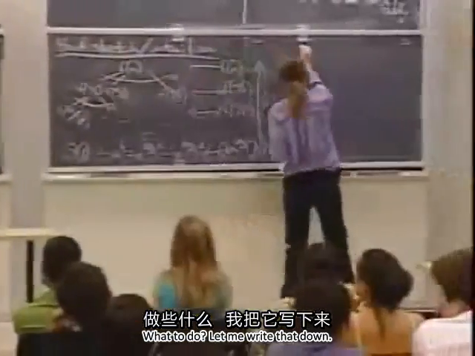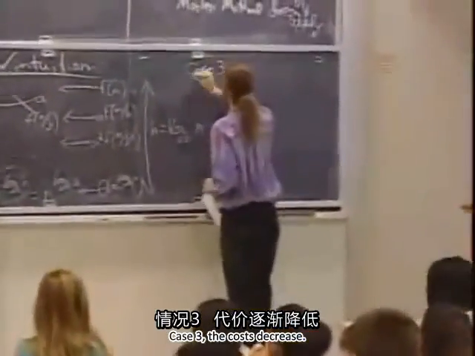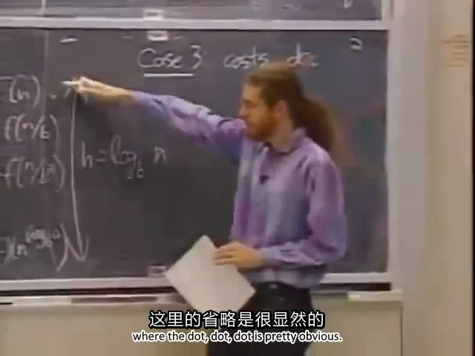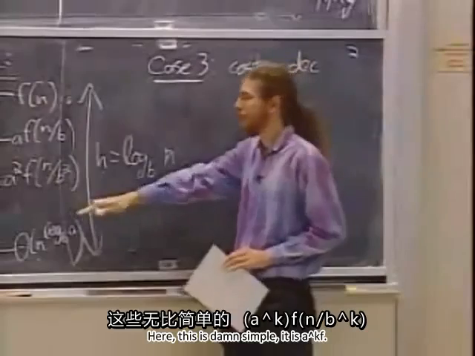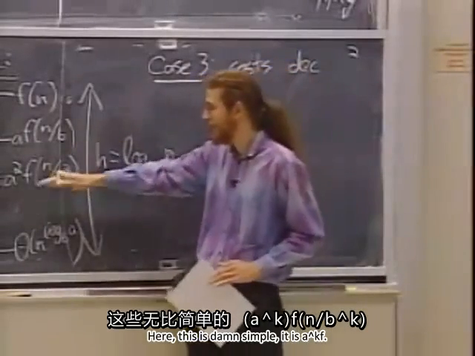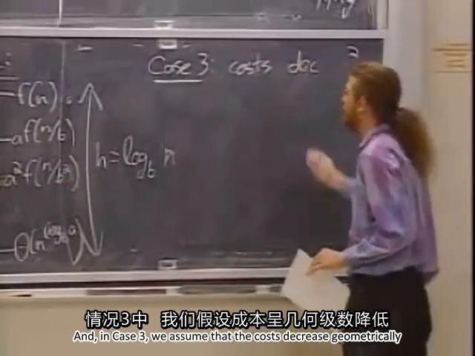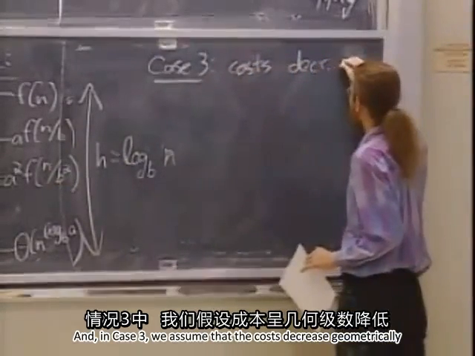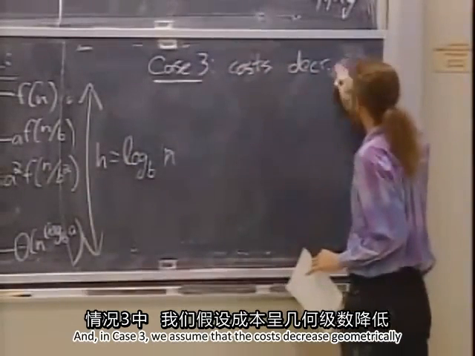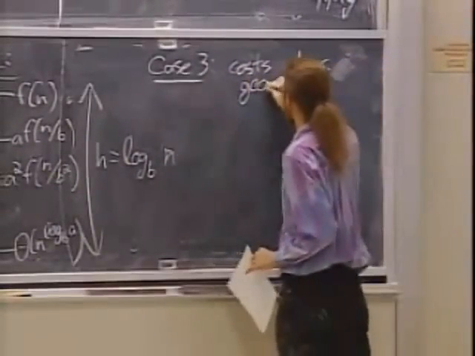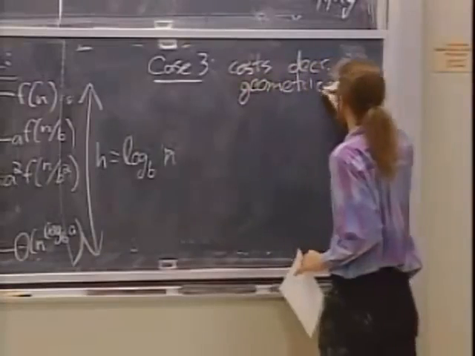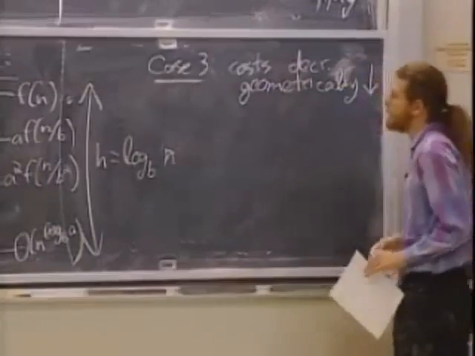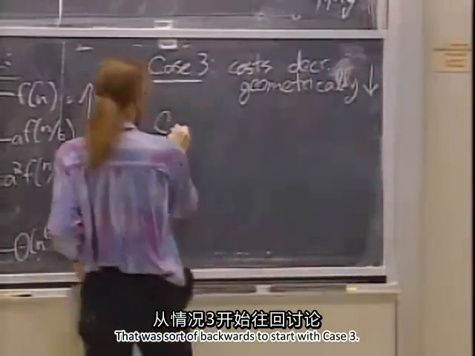Let me write that down. So case 3, the costs decrease. Now, this is a place I would argue where the dot, dot, dot is pretty obvious. Right here, this is damn simple. It's a to the k times f of n over b to the k. And in case 3, we assume that the costs decrease geometrically as we go down the tree. Okay, that was sort of backwards to start with case 3.